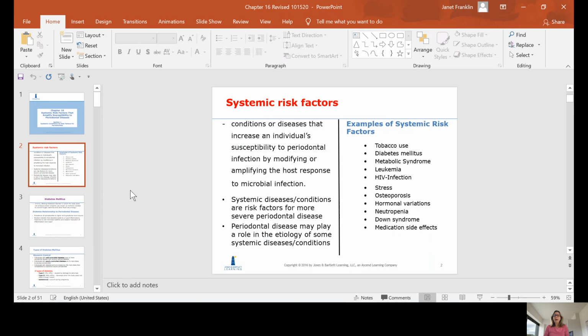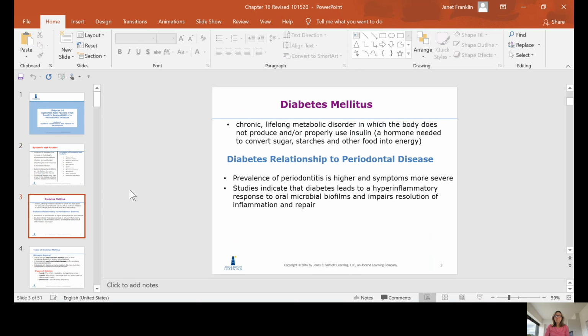So you need two things to have periodontal disease. You need the bacteria and you need the host response. Systemic risk factors alter the body's, or the host's, response to the bacteria. So you have the bacteria, and how you respond to the bacteria is what it affects. Some examples of systemic risk factors might be tobacco use, diabetes, stress. Those are the more common ones you're going to see.